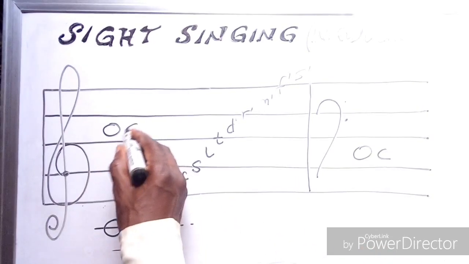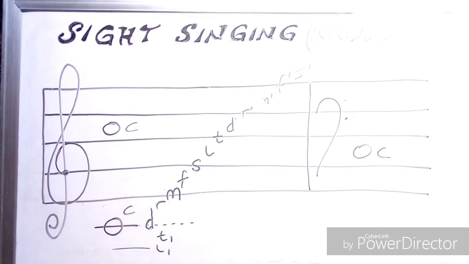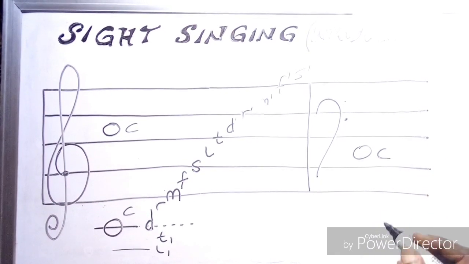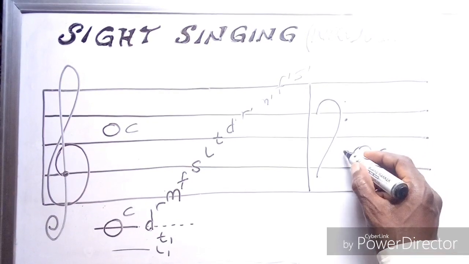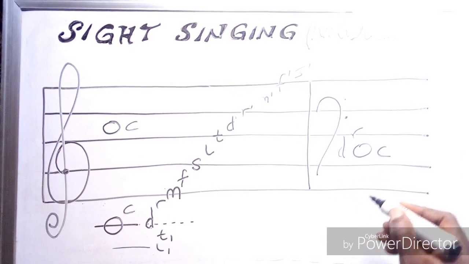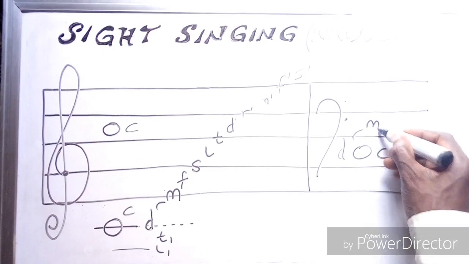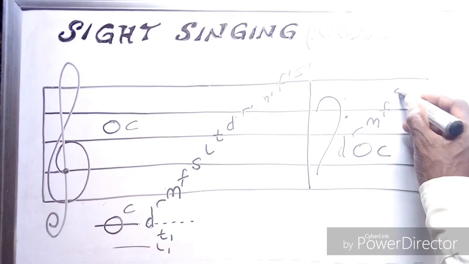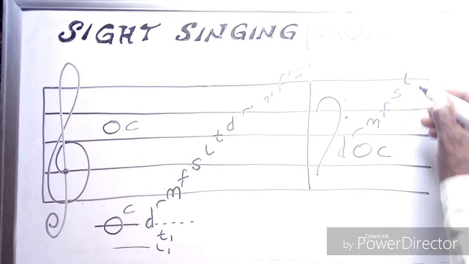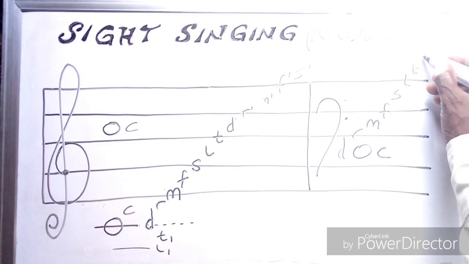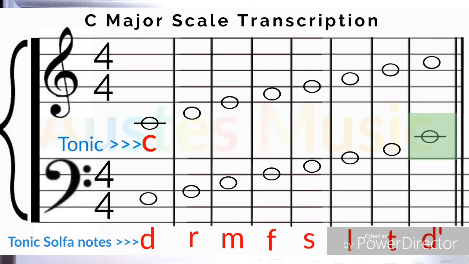Just as we have it here, C and what? And C. Okay. Now what happens? This C becomes the tonic, do. So we begin our notes here, do. Go to the line, we have what? Re. Then here we have mi. Here we have fa. Here we have so. The line here we have la. Space we have ti. And then the leger line above the bass staff we have do.